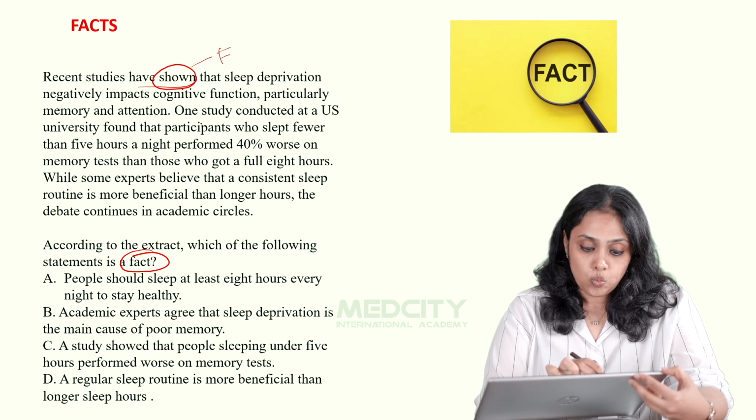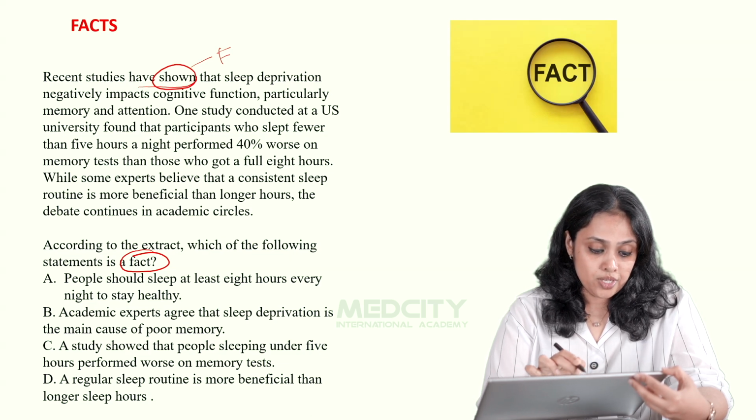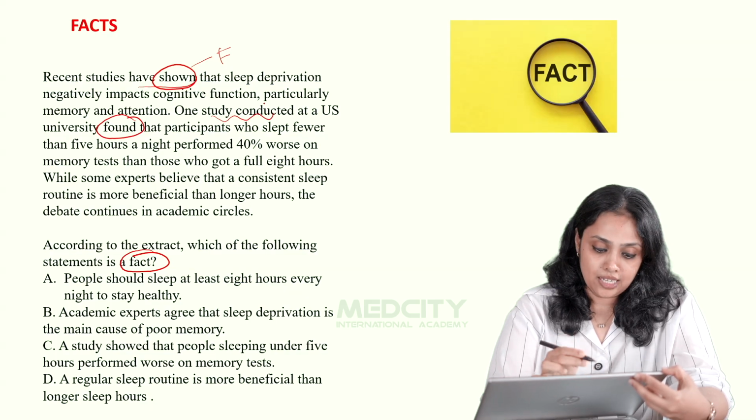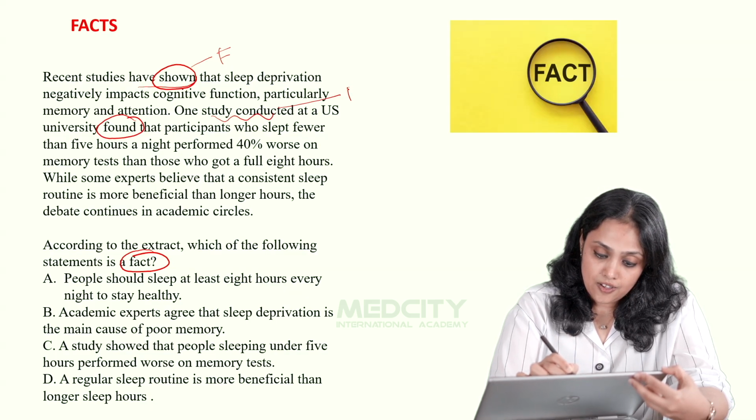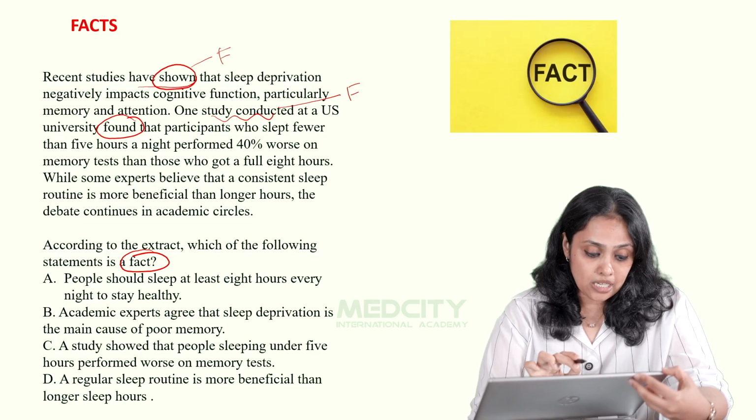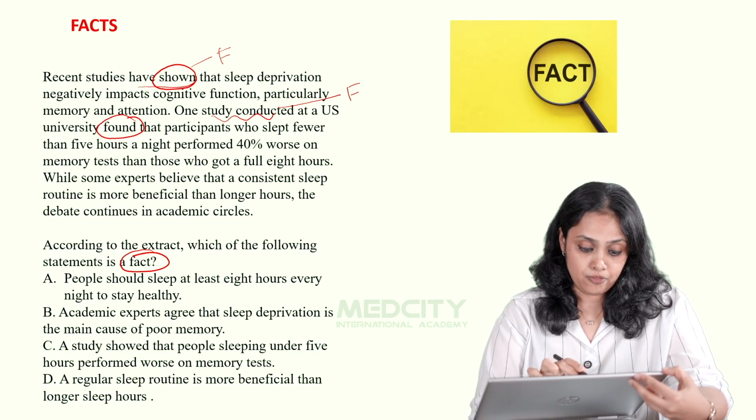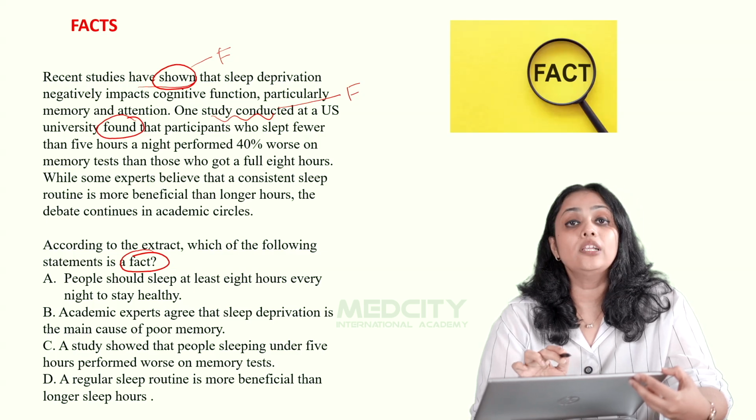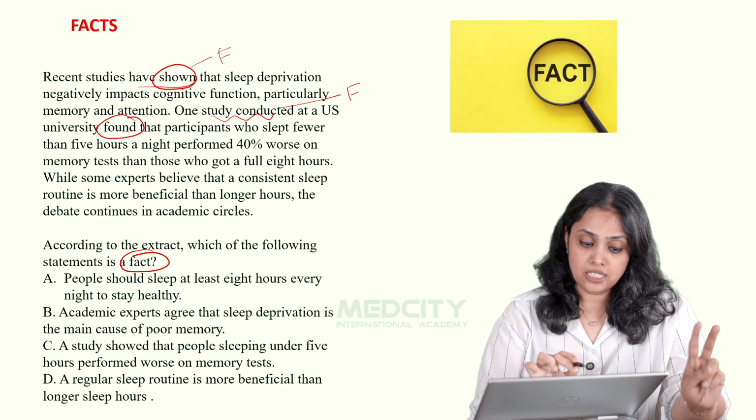Now the next sentence, one study conducted at a US university found that, which means again this is a fact. What is the next fact? That participants who slept fewer than 5 hours a night performed 40% worse on memory tests than those who got a full 8 hours sleep. So we identified two facts.